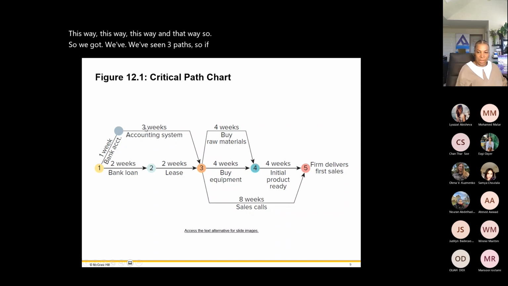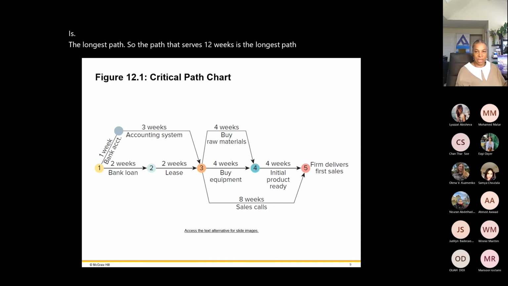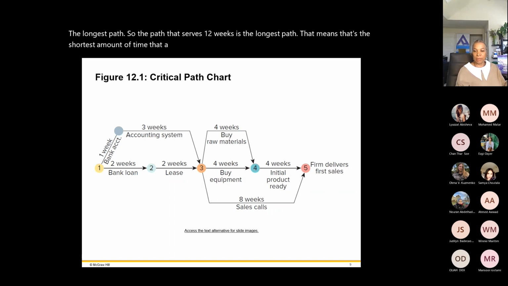So if you add up the number of weeks, 4 and 3, 7, and 4, 11 weeks. It's first path. Second path is 2, 4, and 8, 12 weeks. Third path is 2 and 2, 4, and 4, 8, and 4 is 12 weeks. Is that right? 8, 10, 12. So the critical path is the longest path. So the path that says 12 weeks is the longest path. That means that's the shortest amount of time that a project can take, 12 weeks.